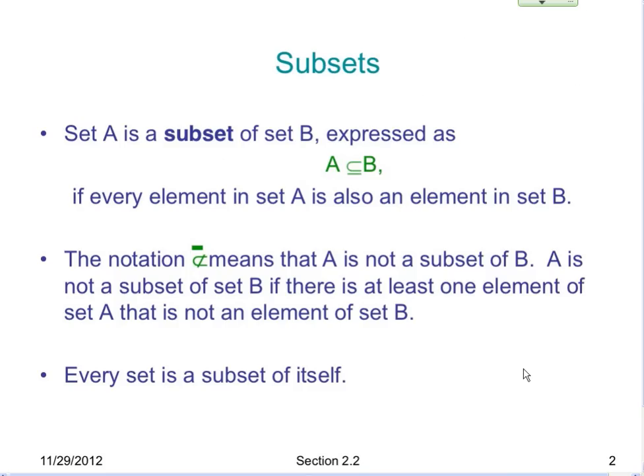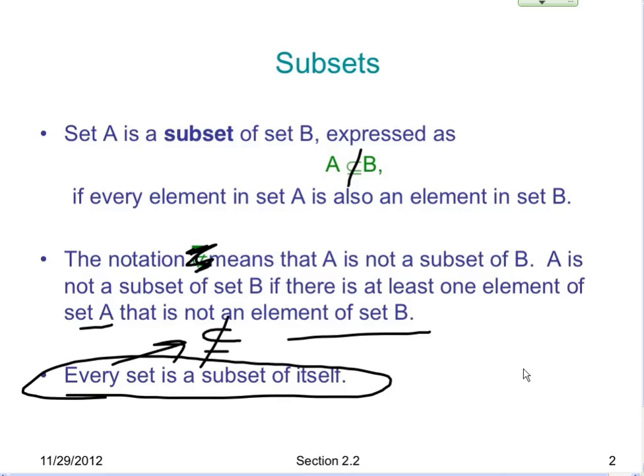If we put a line through it, then we say it is not a subset. And I'm not sure why they have that funky symbol there, but the symbol actually looks like that. The notation, this one, means that A is not a subset of B. A is not a subset of B if there is at least one element in set A that is not an element in set B.